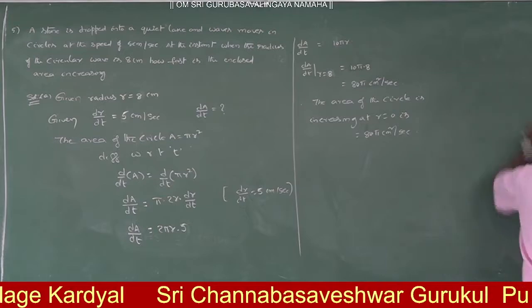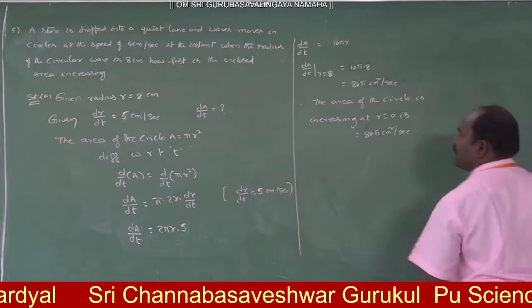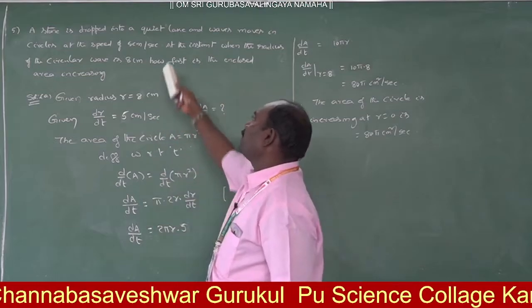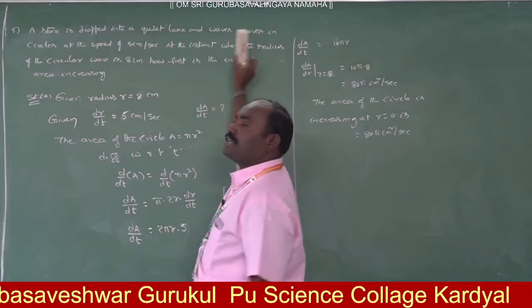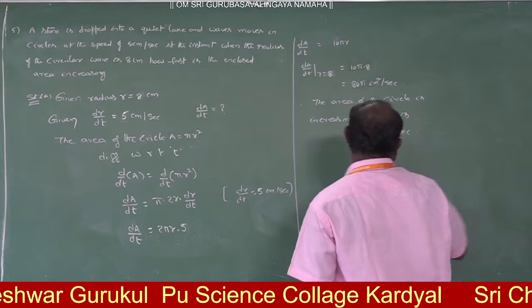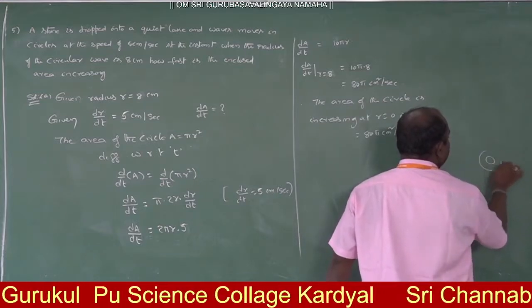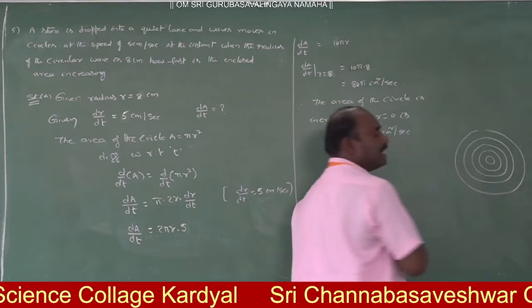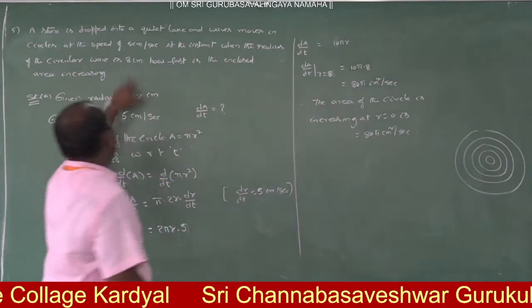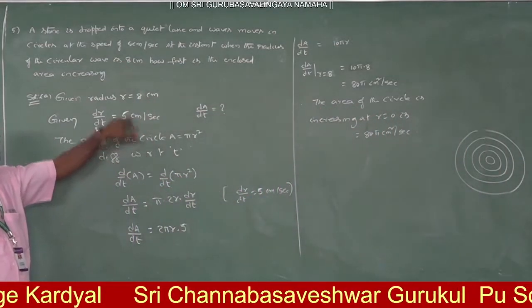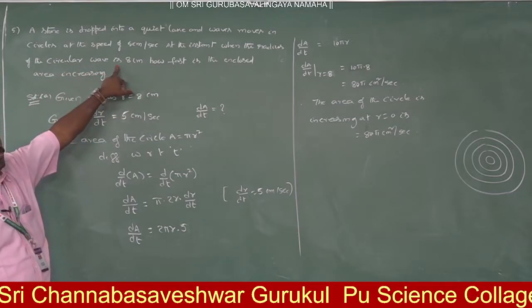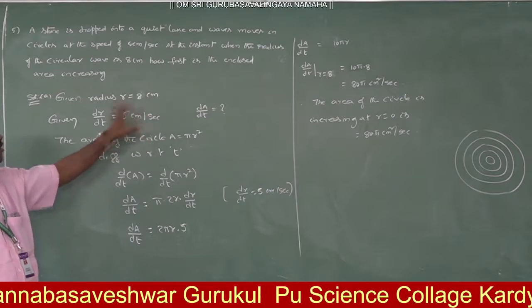Same model problem, here just changed and given. A stone is dropped into a quiet lake and waves move. Waves move means the radius is increasing at the rate of 5 centimeter per second. वो value given. And r, at the instant the circular wave radius equals how much? 8. R equal to 8.